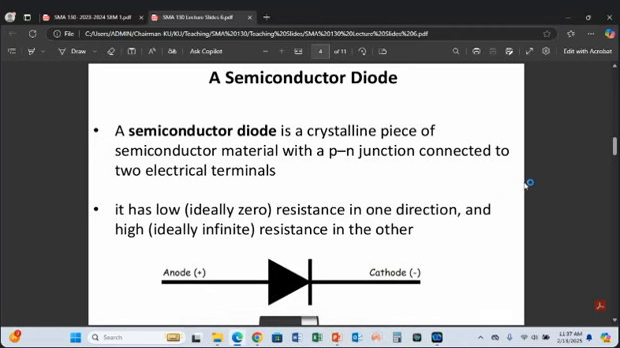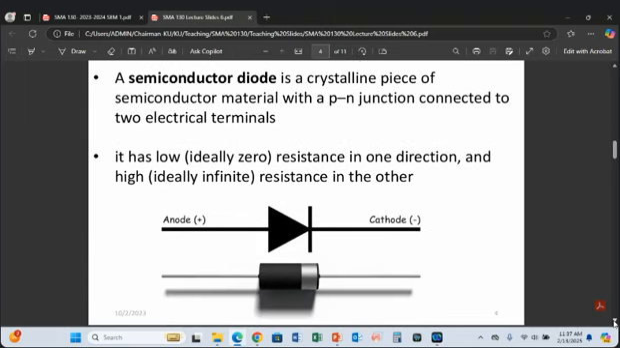Yeah, it is here. The semiconductor diode. What is a semiconductor diode? It is a crystalline piece of semiconductor material with a PN junction. So when we connect it to an external source of voltage, we can make use of it. And the symbol for this device, which we call diode, is this one.